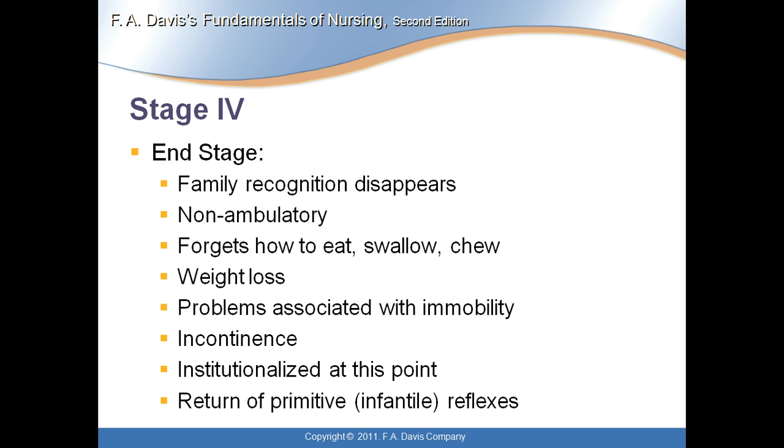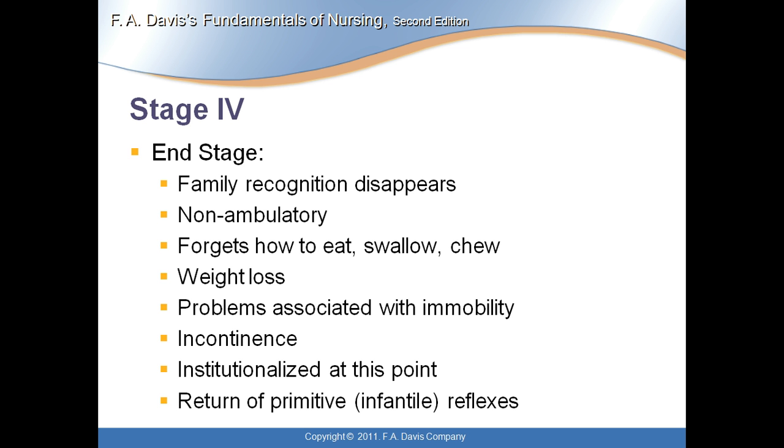So with stage 4, this is the end stage. Family recognition disappears. I've had friends who have had parents with Alzheimer's, and in this stage, they would go to visit them, and the patient doesn't even recognize who they are at all. They're non-ambulatory. They tend to either stay in bed or just sit in a chair all the time. They do forget how to eat, swallow, and chew, which then leads to weight loss and problems associated with immobility. Obviously, if they're not eating, they're becoming very weak, so walking is going to be very hard.